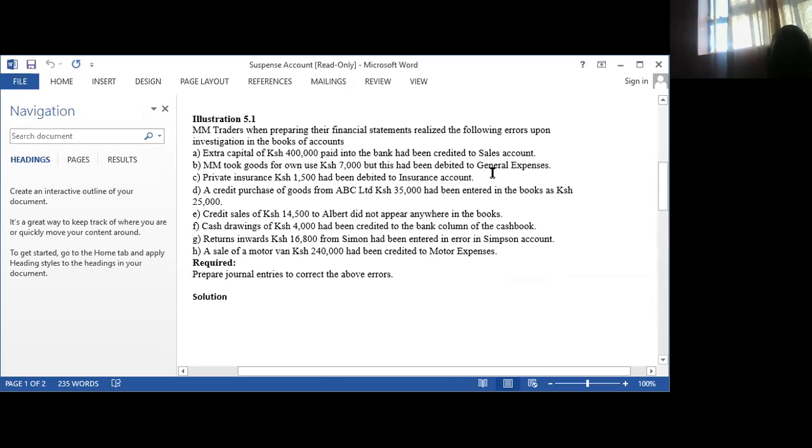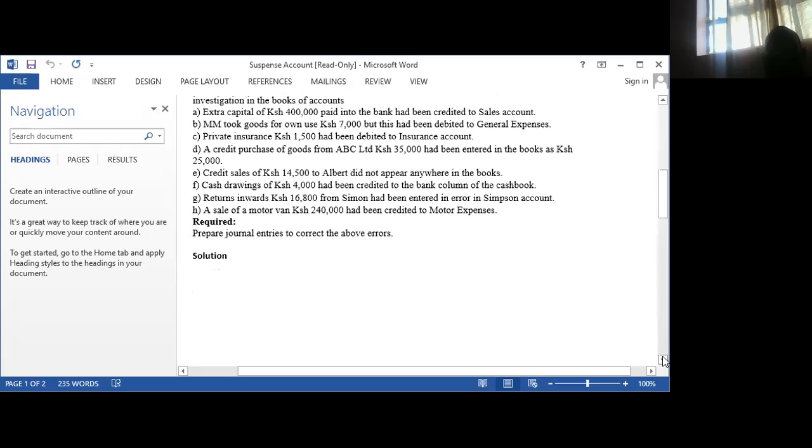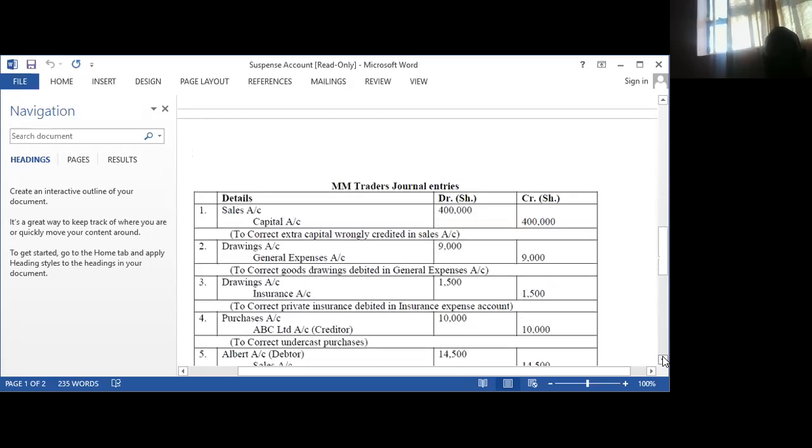So the work here is to remove this figure from general expenses, and then we indicate it on the drawings because that is where it belongs. Drawings are supposed to be debited. General expenses are also debited when expenses are paid. Because general expenses were debited erroneously, we credit it and then we debit drawings because that is how it was supposed to be. That is how they have done it here. They have gone ahead.